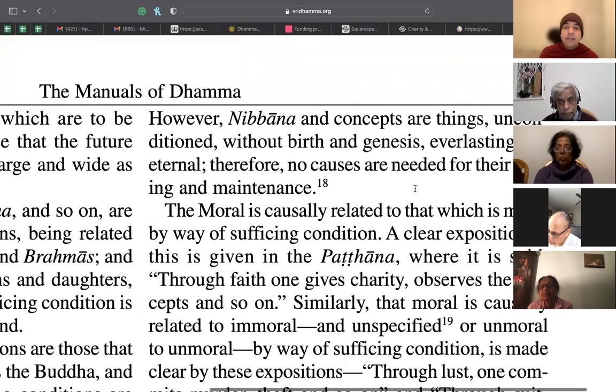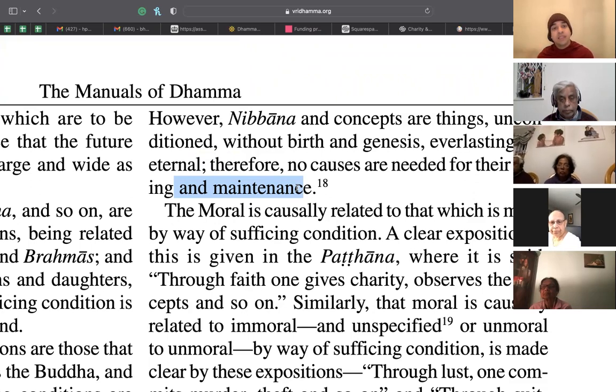However, Nibbana and concepts are things unconditioned, without birth and genesis, everlasting and eternal. Therefore, no causes are needed for their arising and maintenance. Right? This is not talking about the vulgar idea of continuation within samsara. This is talking about the idea that when there is no arising, there is no passing away. If a dhamma arises, it has to pass away.